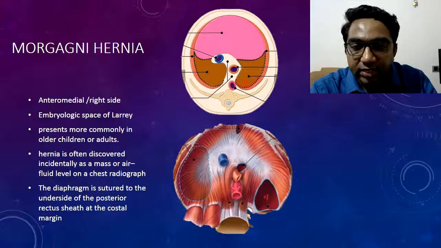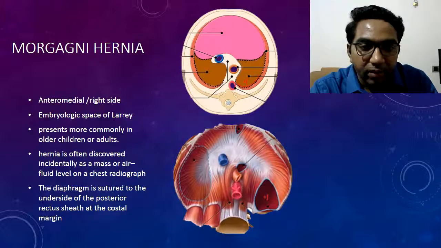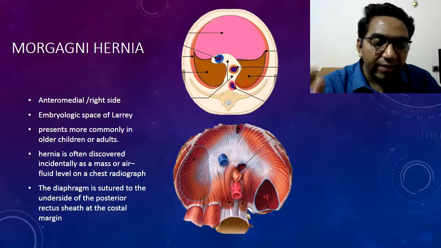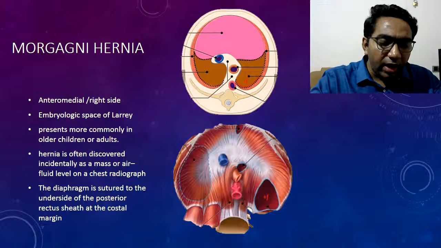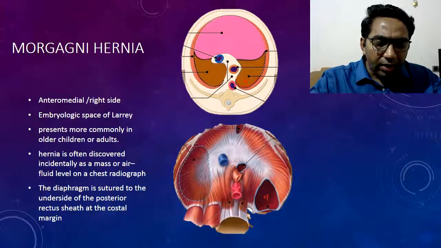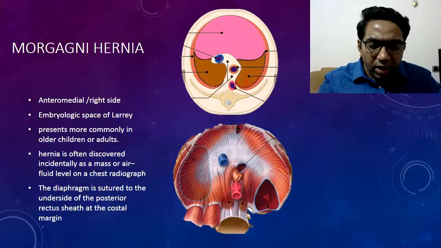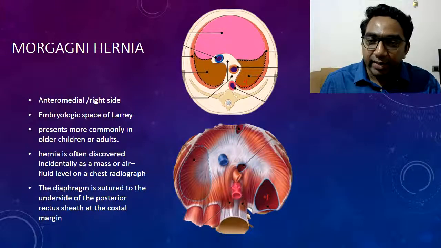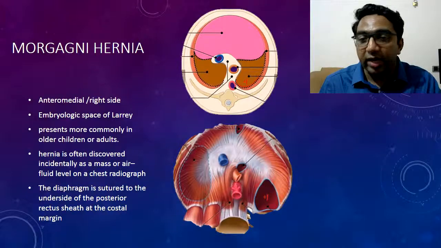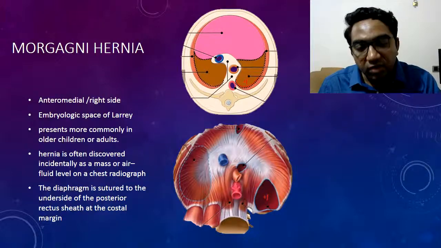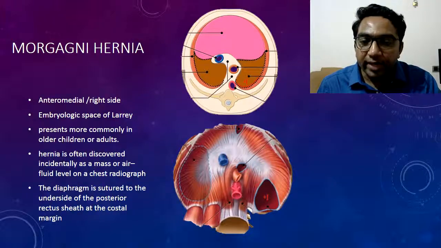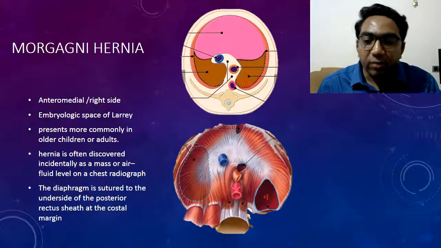It develops in the embryological space of Larrey. The embryological space of Larrey is the space where, when the body wall growth in the development of the diaphragm is impaired, especially in the anterior part, it results in the Morgagni hernia. It presents more commonly in older children and in adults. The hernia is often discovered incidentally as a mass or air fluid level in the chest radiograph. In that case, the diaphragm is sutured to the underside of the posterior rectus sheath at the costal margin.